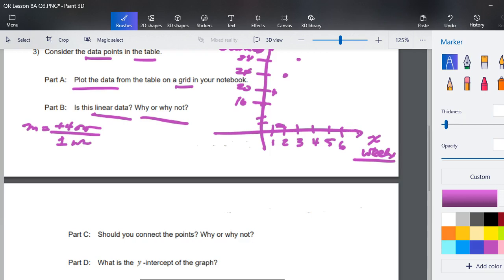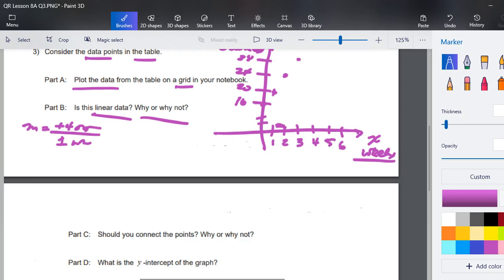So no, we're not going to connect the dots because the problem talks about what happened at week 0, and then at week 1, and then at week 2. And it doesn't make sense with what we're looking at to talk about week 1.5. But the next question says, what is the rate of change?